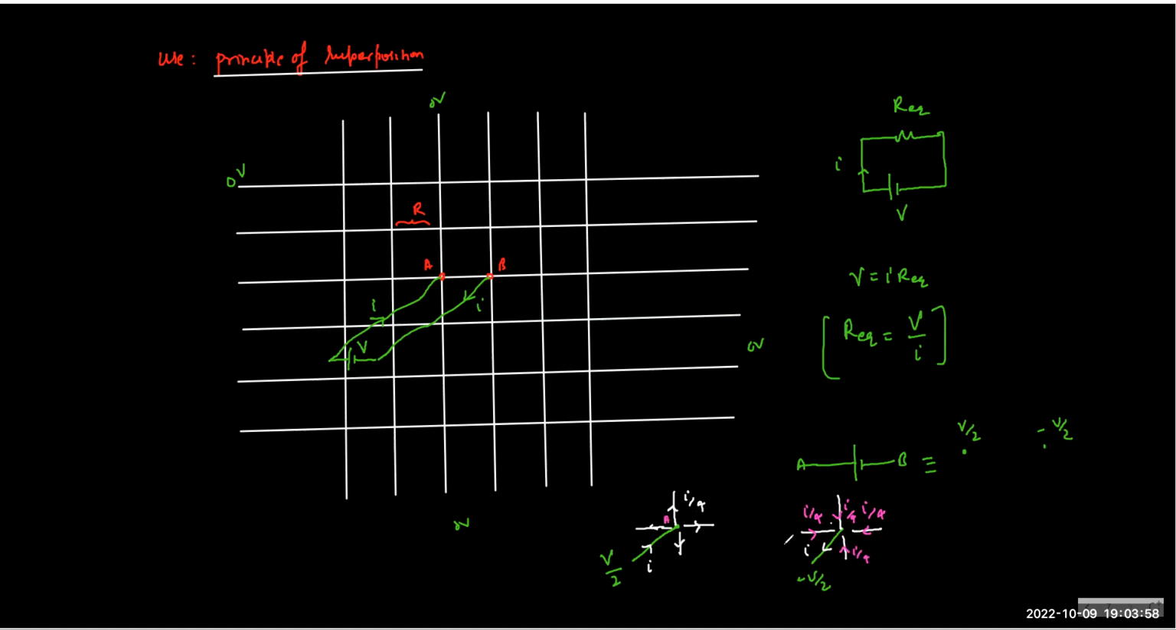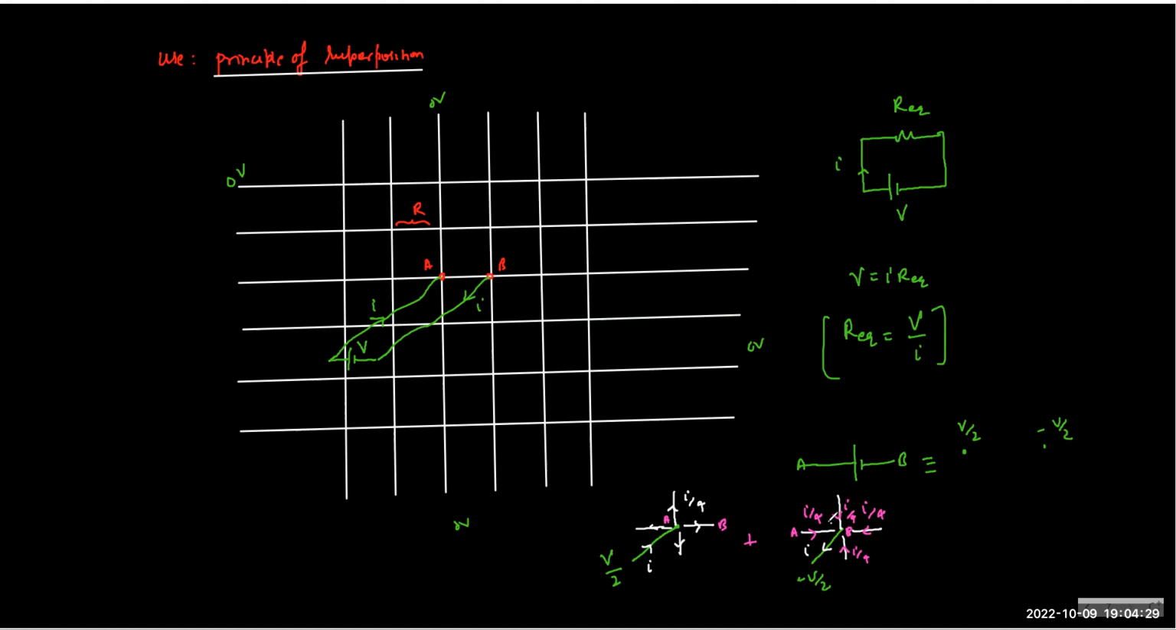So if I say this is A, this is B, do you realize that the AB branch is a very unique branch, because in the AB branch, the first case gives you I by 4, but the second case also gives you I by 4 in the same direction, isn't it? So what is the principle of superposition saying? That if you combine these two conditions, you can recreate the actual condition, isn't it?